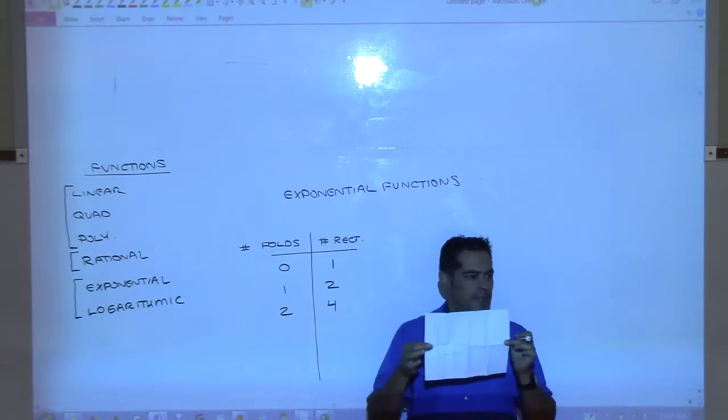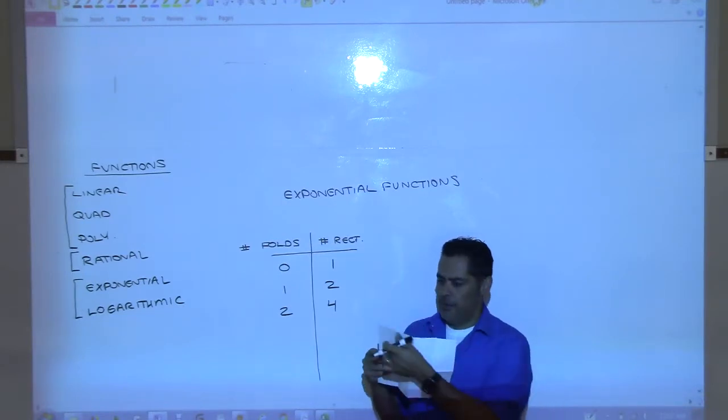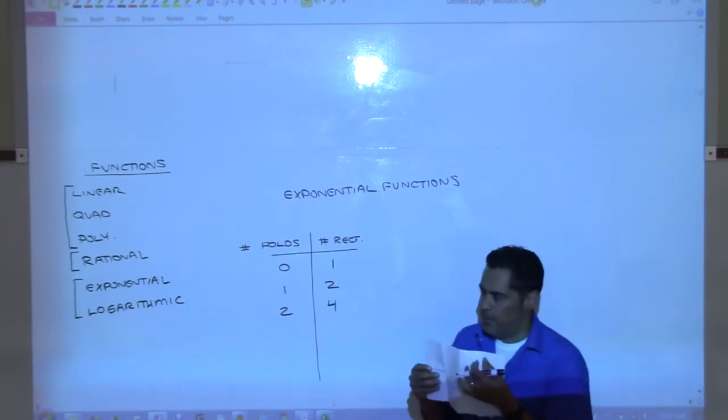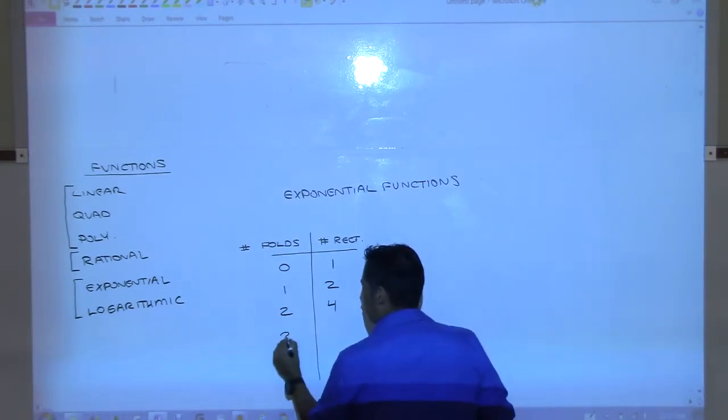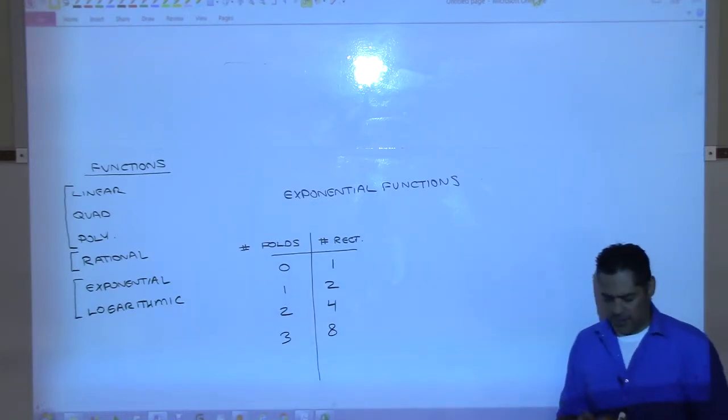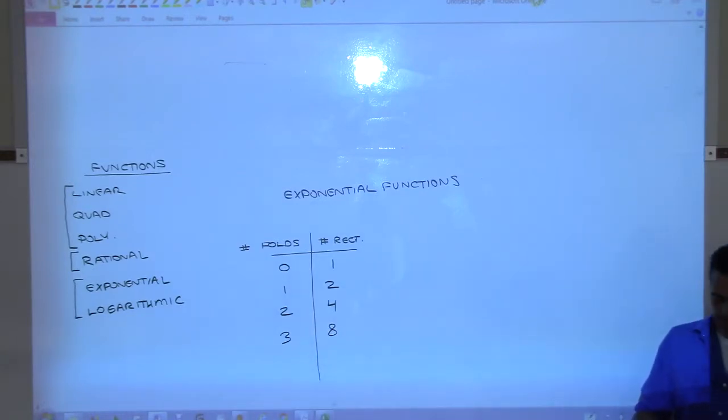So how many do you see? See 8, 4 across the top, 2 down the side. So 4 times 2 is 8. So with 3 folds, I got 8. How about for 4 folds? What do you think?